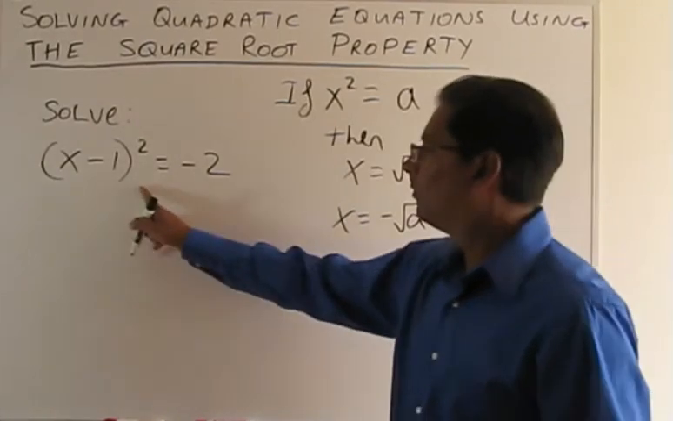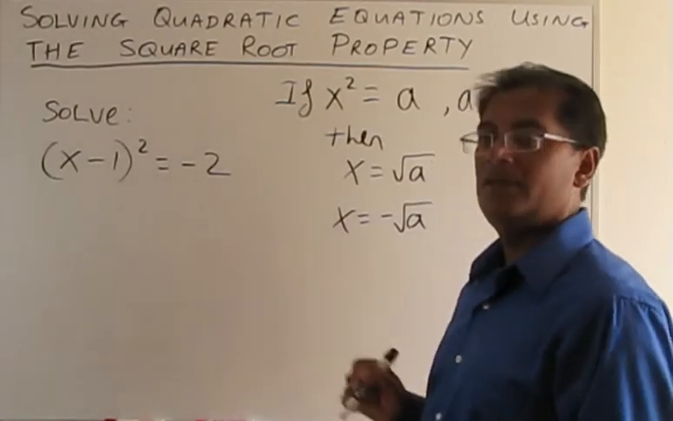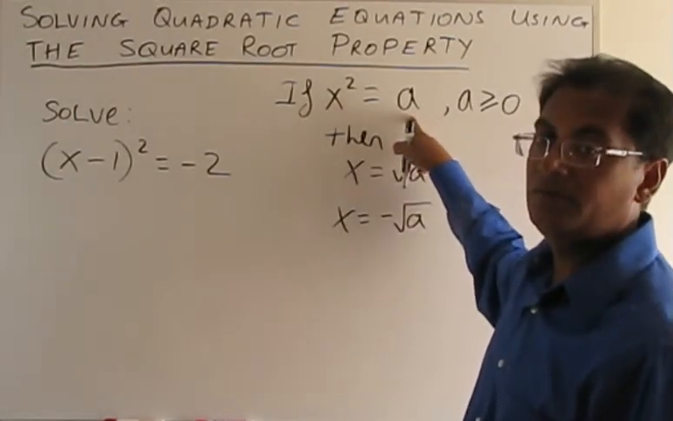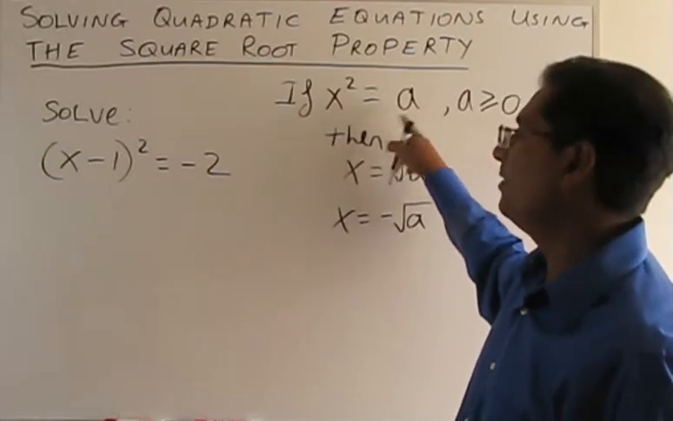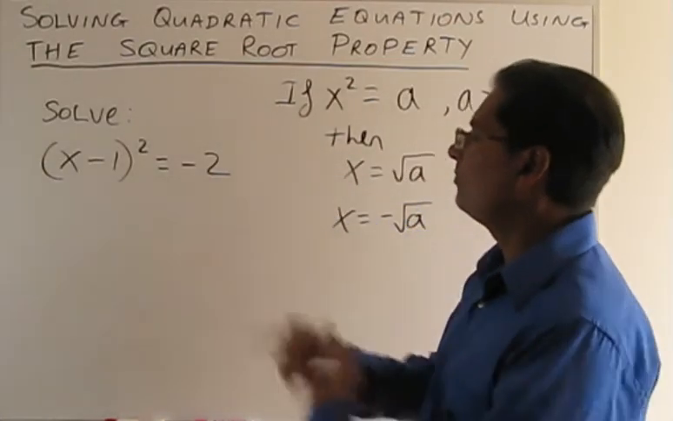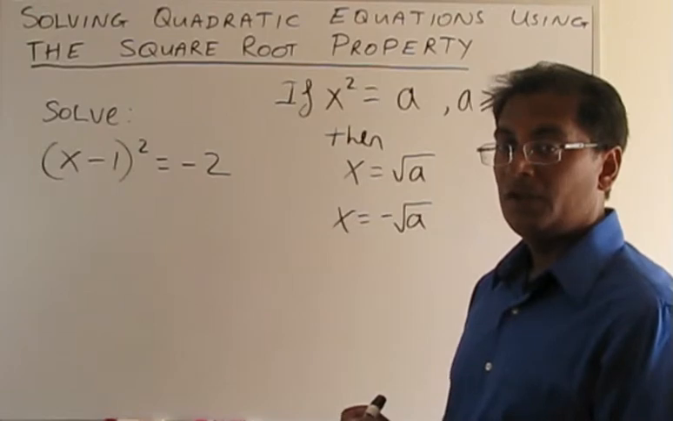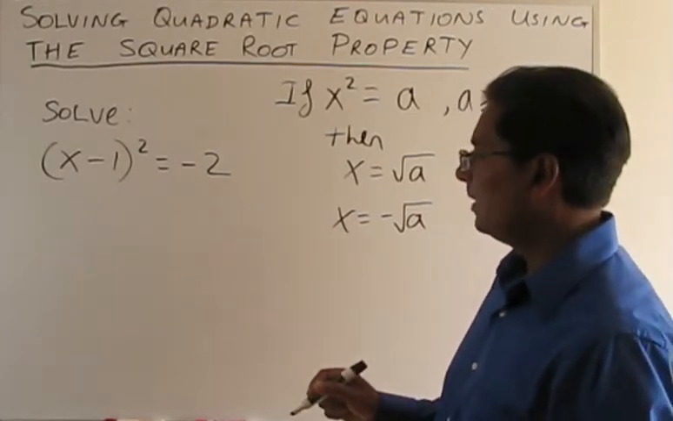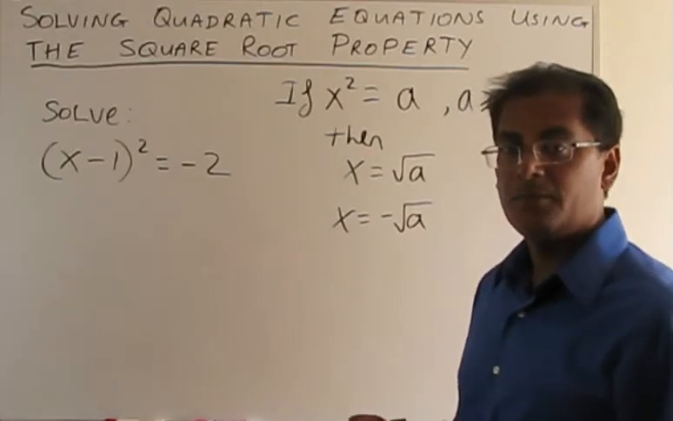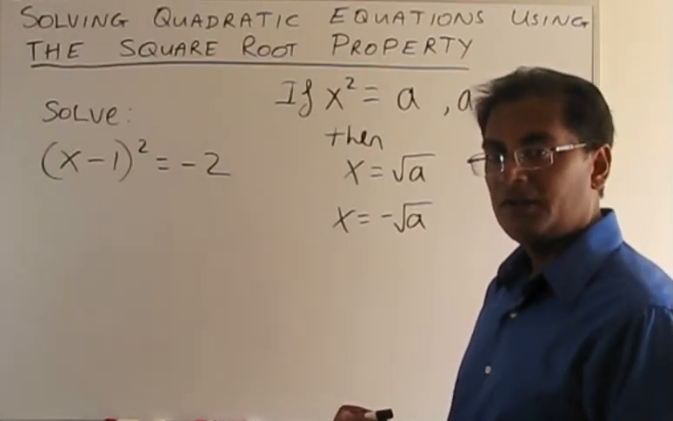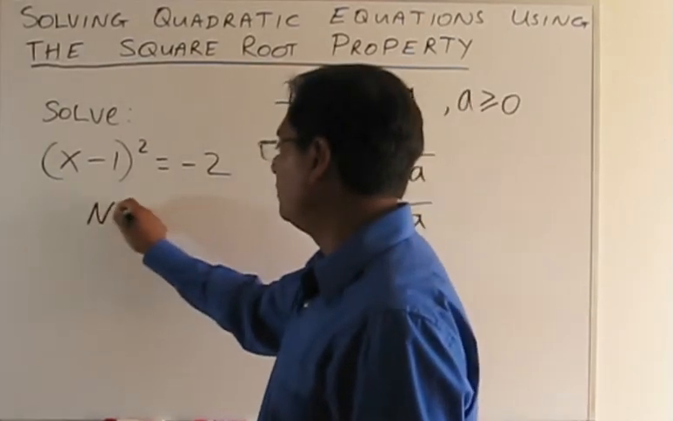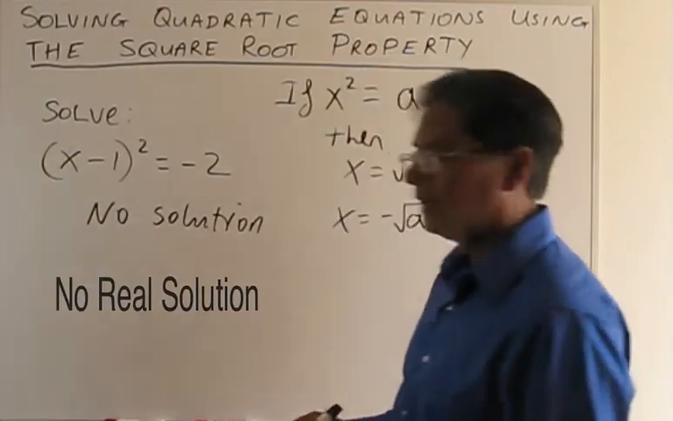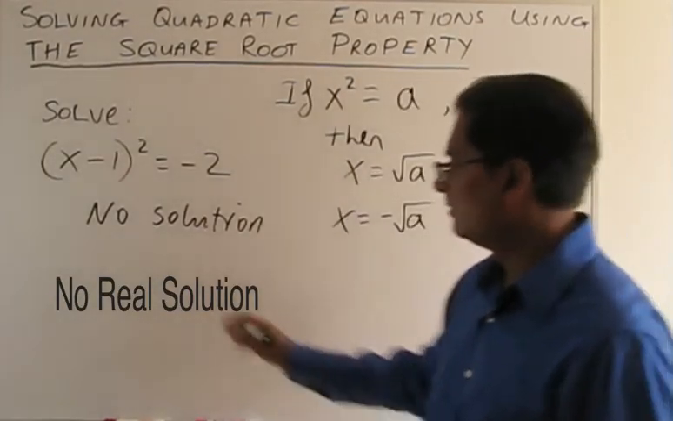Here we have (x - 1)^2 equal to a negative number, not a positive number. The number on the right has to be positive. There's nothing you can square to get a negative number, and so we have no solution to this problem. So always look for that. If you have something squared equal to a negative number, you're not going to have a solution to that equation. So the answer to this problem would be no solution, or, more correctly, no real solution.